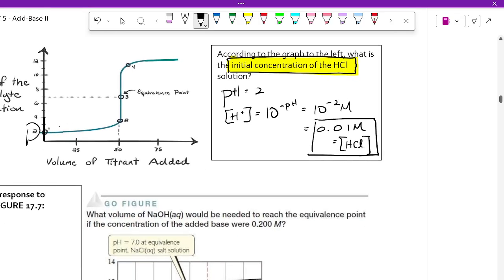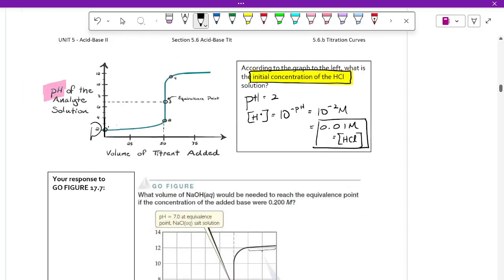So don't forget, go back to the question, see what it asked you for, and make sure you have actually answered it. Because it didn't ask you for the hydrogen ion concentration, it asked you for the concentration of HCl. I know they're the same, just write it down.